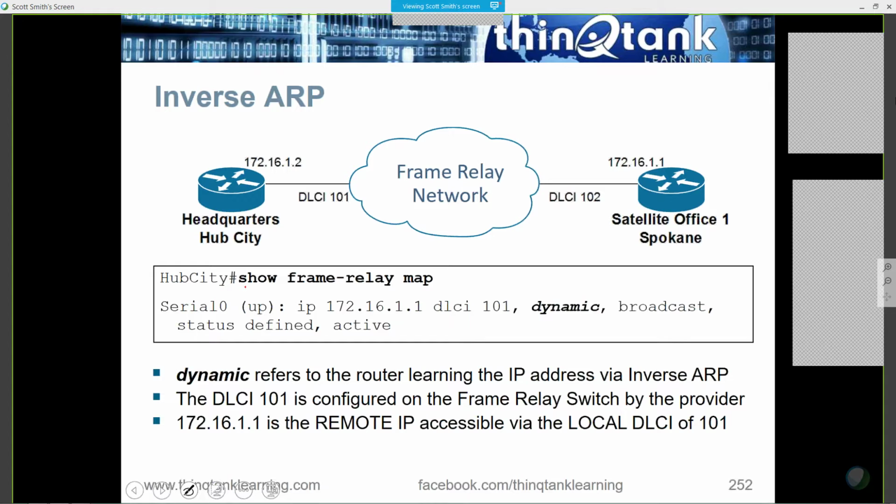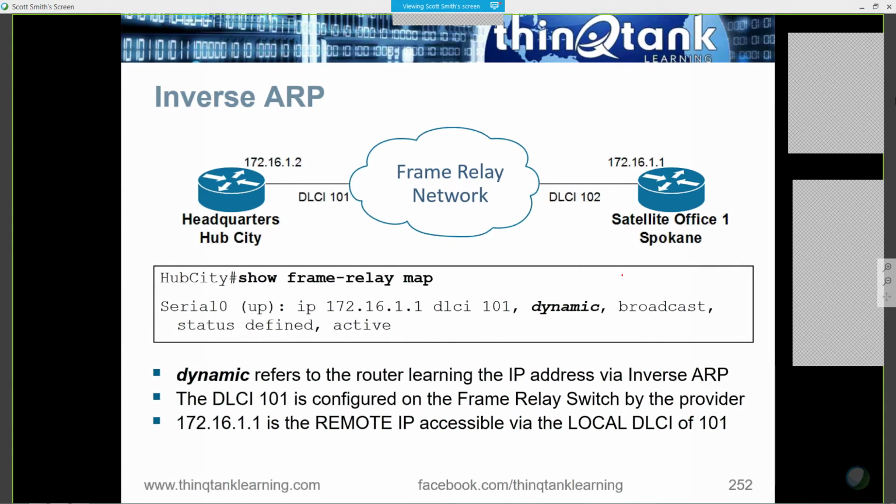Remember what active meant? Active means yay. Dynamic means that this frame relay map was created dynamically through LMI. Broadcast means that broadcast traffic is allowed to go over this PVC because frame relay is kind of like a pseudo broadcasting network. It can or cannot support frame broadcast depending on the service provider.